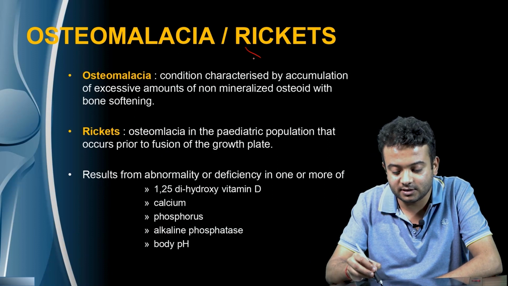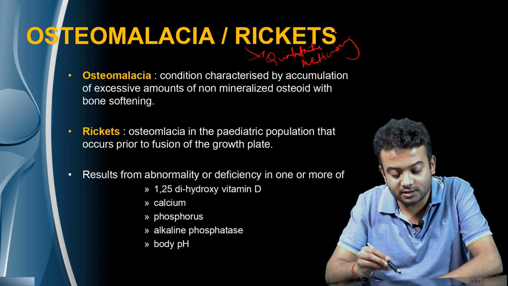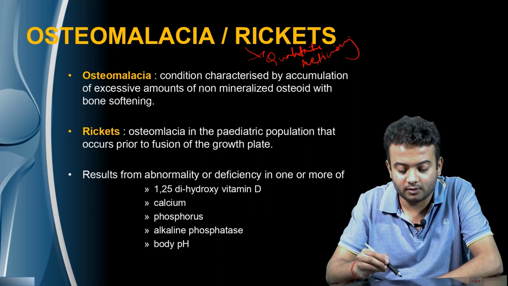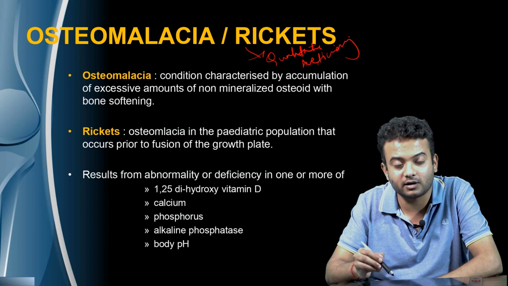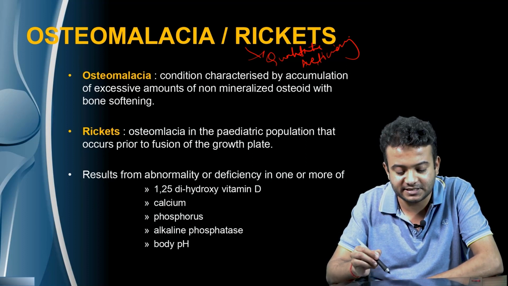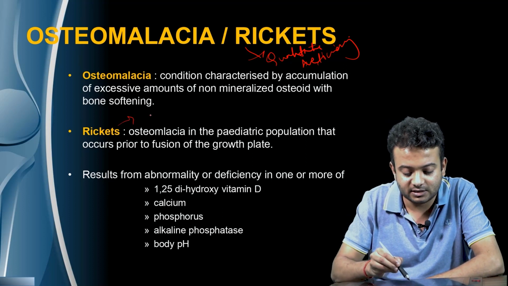As I have already said, these represent the qualitative deficiencies in the bone. So osteomalacia and rickets are the same pathological process which occurs in different age groups. If it occurs in the immature bone, before the fusion of the growth plates, especially in the pediatric population, then it is referred to as rickets. So this is in the children or the pediatric population.